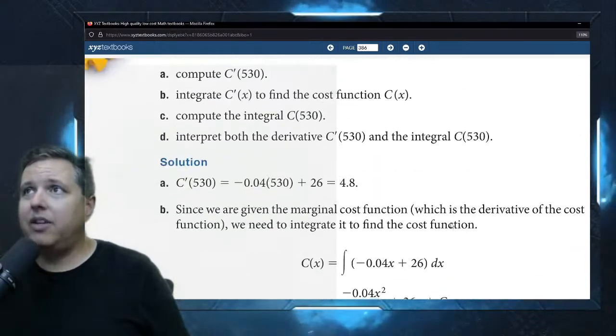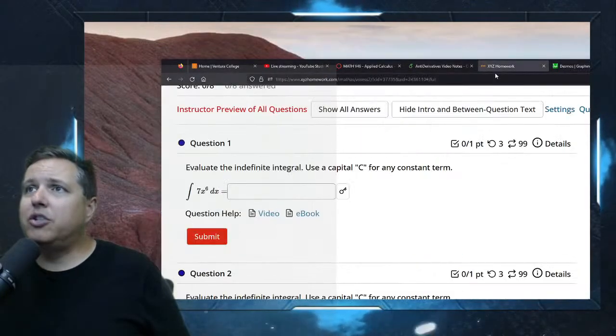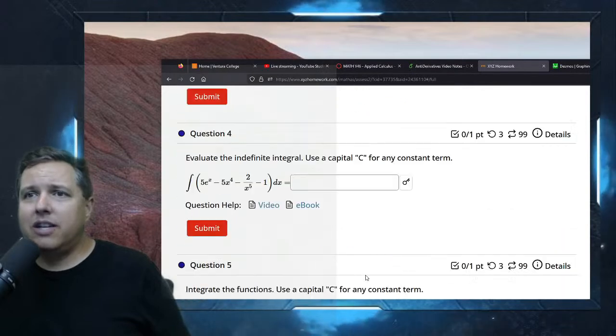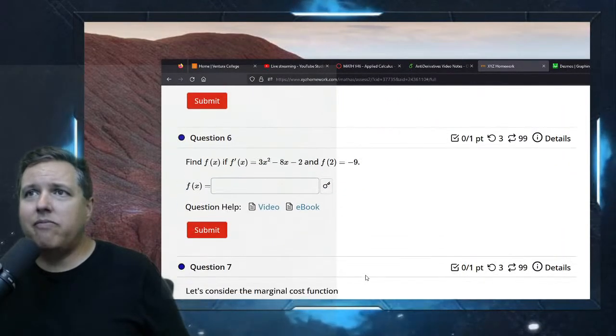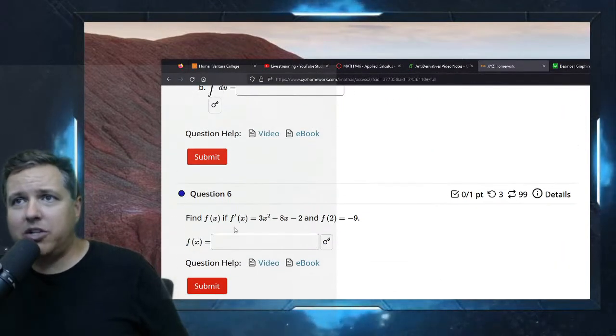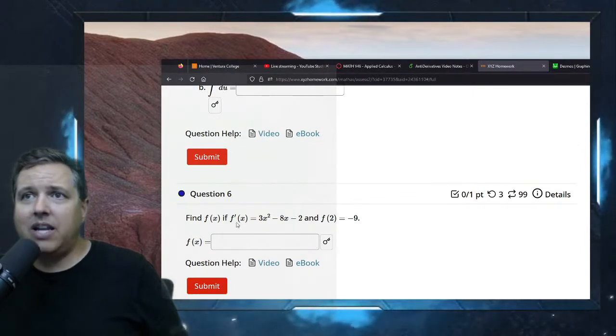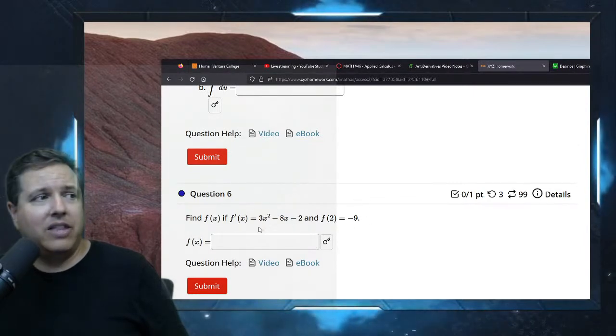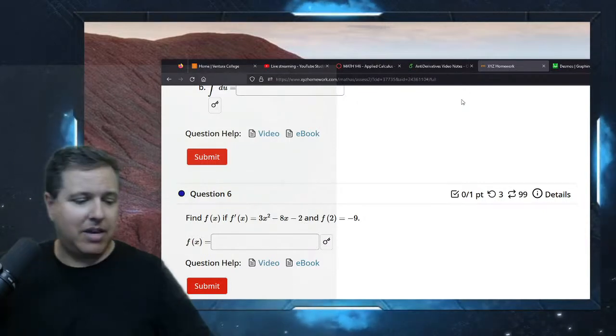All right, and then you're good there. So let's just double check by looking at some of these. So it looks like some antiderivatives. Okay, so here's one, question number 6. Find f of x if, so you have to find the antiderivative of this. Let me make it bigger.